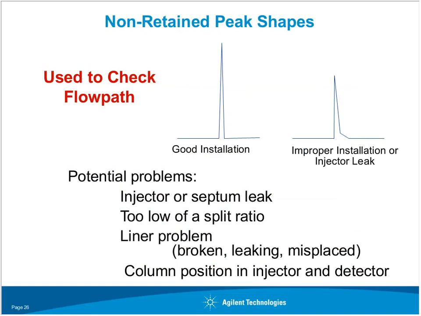The other potential problems that can cause this type of peak are an injector or septum leak. I recommend you do inlet maintenance according to your schedule. This could also be caused by the split ratio being too low. This can be caused by a liner problem. It could be broken, leaking, or the wrong liner. And again, the column positioning.